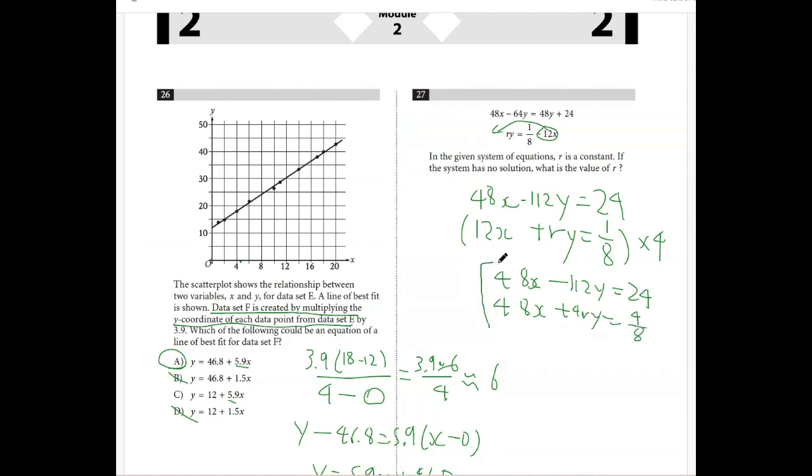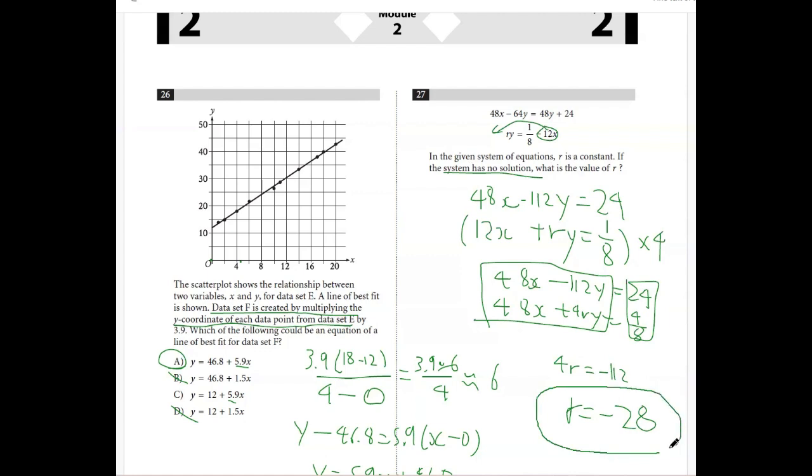We want this guy to be the same, but this guy to the right has to be different because the system has no solution. So we need to set the 4r equal to minus 112. So 4r is equal to minus 112. R is equal to minus 28. So the answer is minus 28 to question 27.